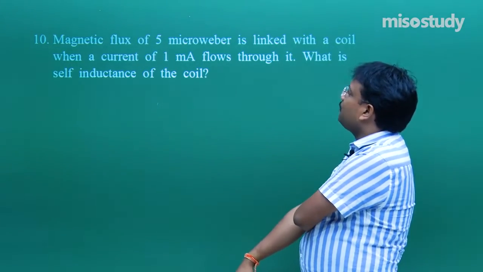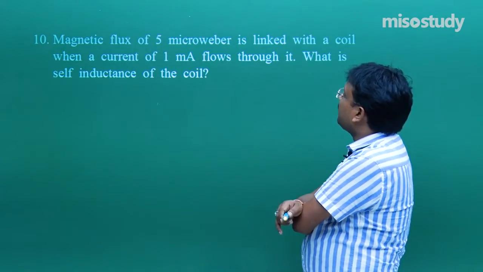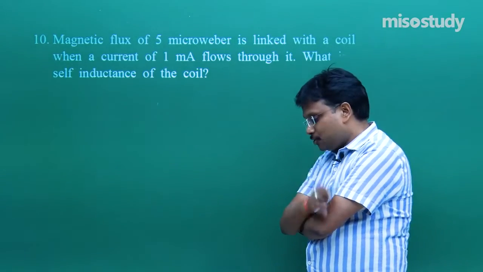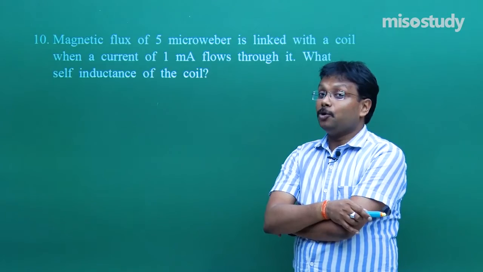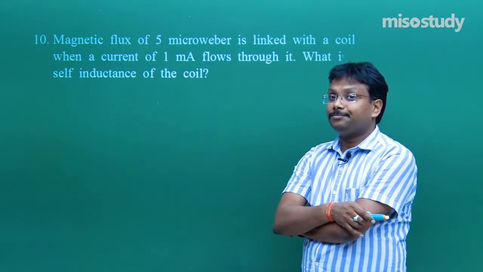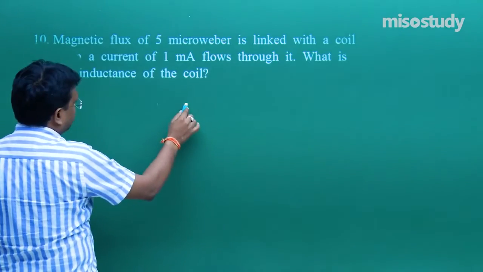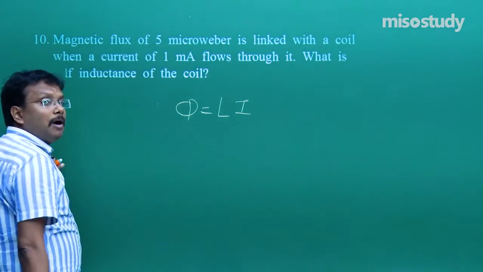Magnetic flux of 5 microweber is linked with the coil when a current of 1 milliampere flows through it. What is the self-inductance of the coil? I am sure a good number of students will not be able to recall the formula. So, that is why I mentioned this question. A basic question, free of cost, full marks.